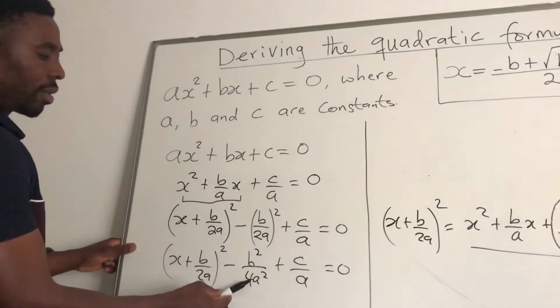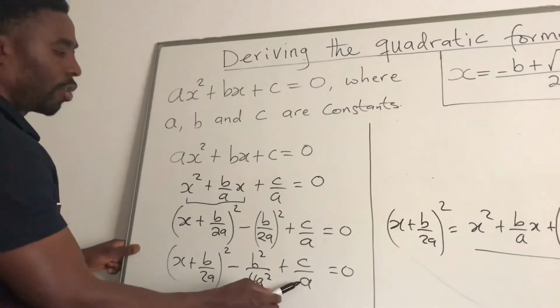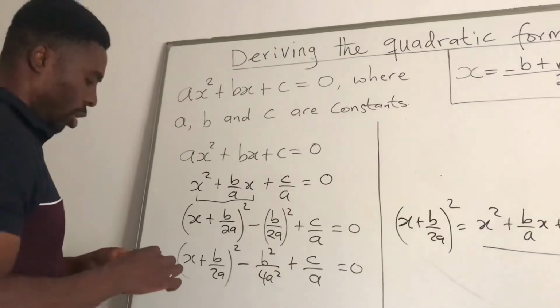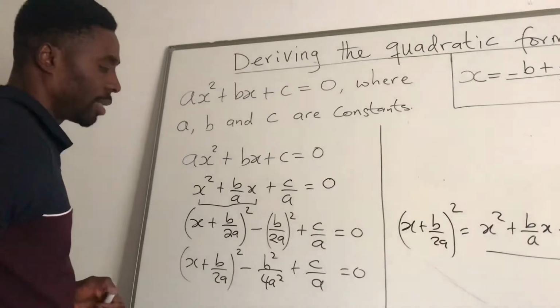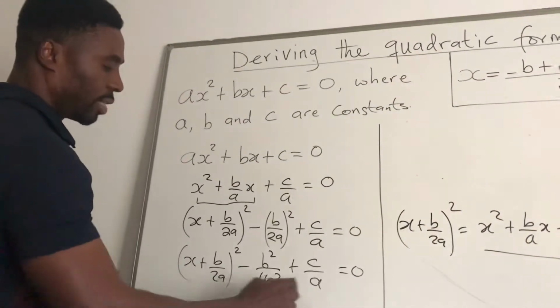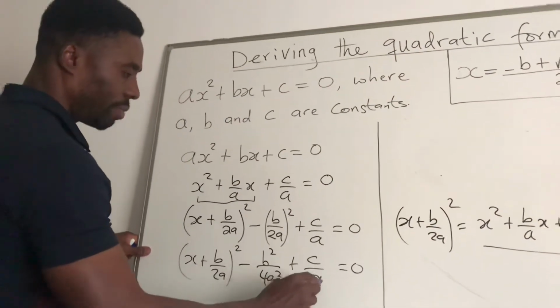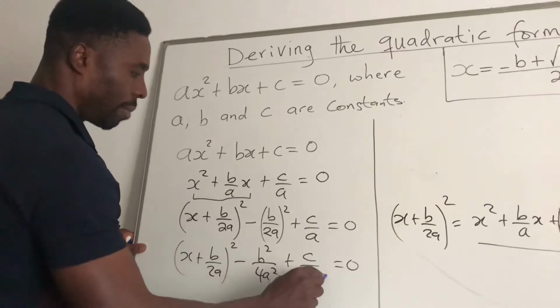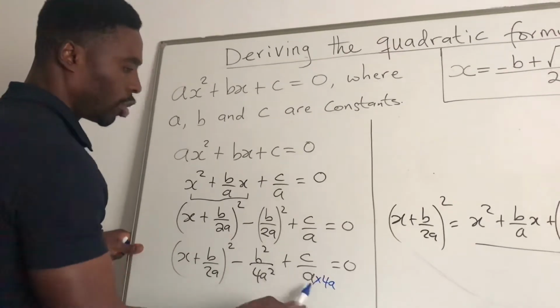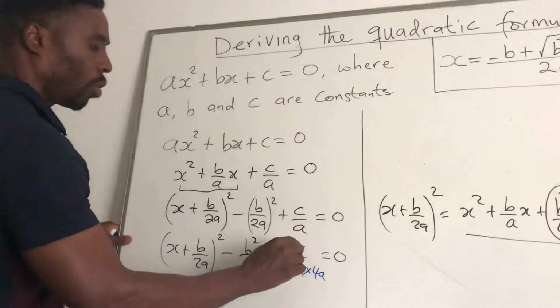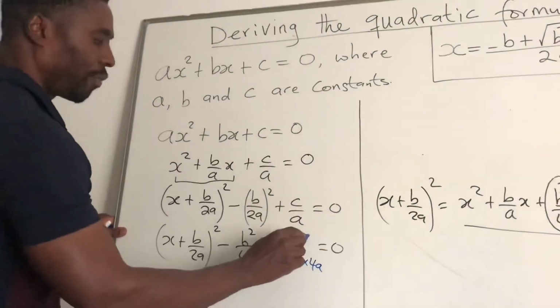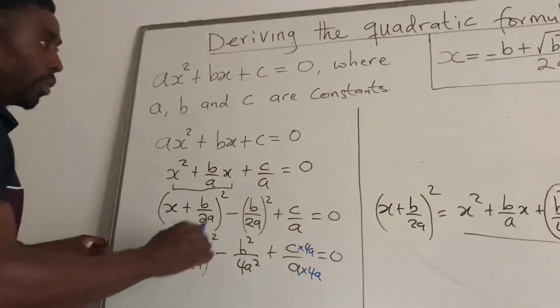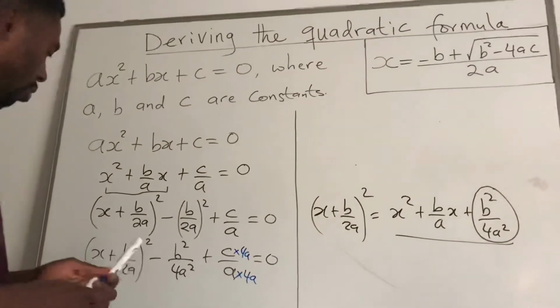Here we have a denominator of 4a squared, and here we have a denominator of just a. So what we tend to do now is we want to make the denominators the same. So we must times this denominator by 4a to make it 4a squared. We also times the numerator by the same 4a. So we're going to go on here to show the rest of what we've got.